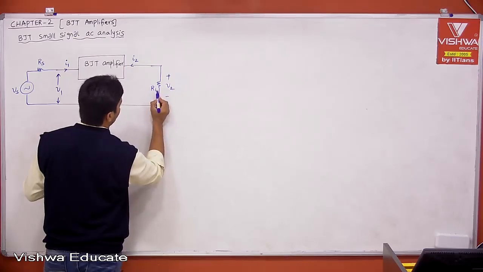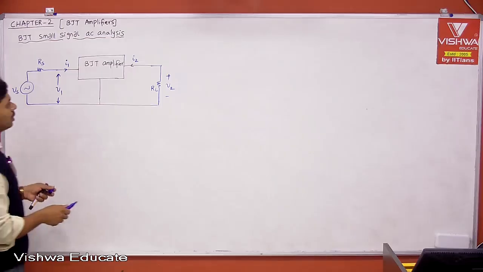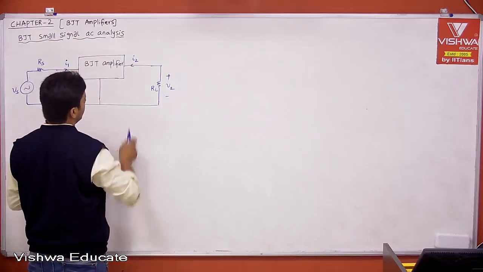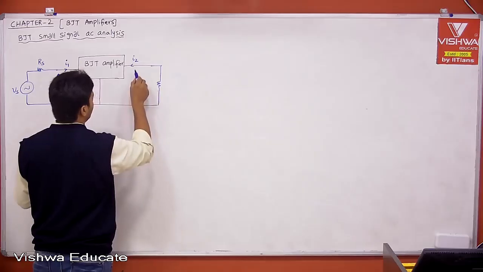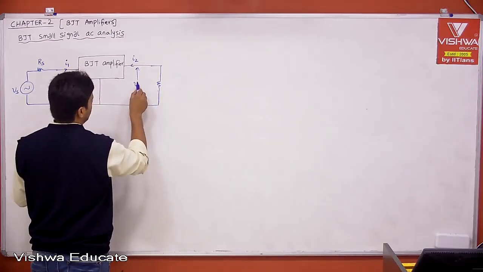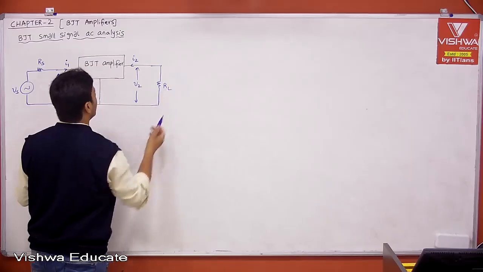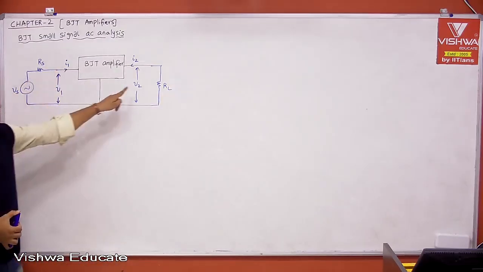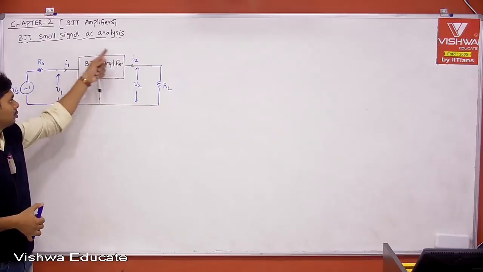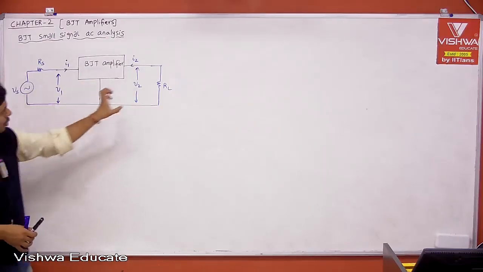This is the load. With respect to two-port network analysis, this is your V2, and this is your RL. Everything is fine, because I want to configure with respect to V1, I1, V2, I2. This is according to two-port network analysis, but the actual source is connected and the load is connected.